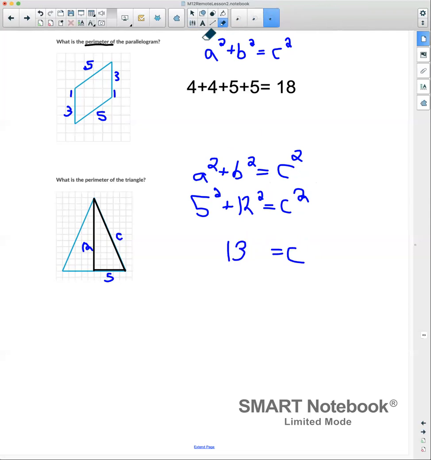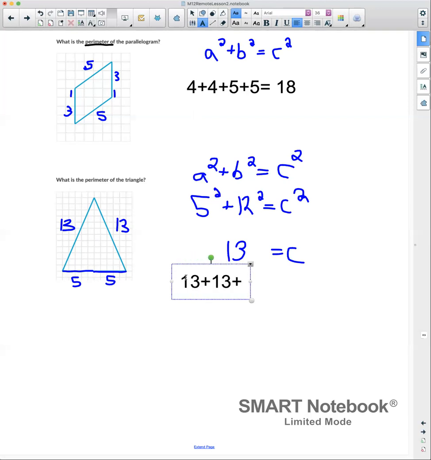Okay, so c is equal to 13. Now I can use that to figure out the perimeter. So 13, and on the other side is also 13, since it's an isosceles triangle. Now the bottom one, before we said that this right here was 5, right? So the other half should also be 5. Now we have 13 plus 13 plus 5 plus 5, and this is going to be 36.